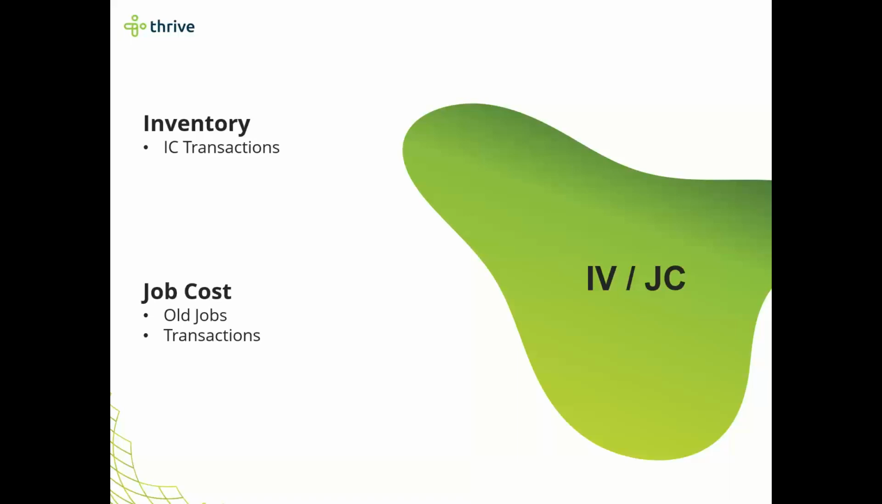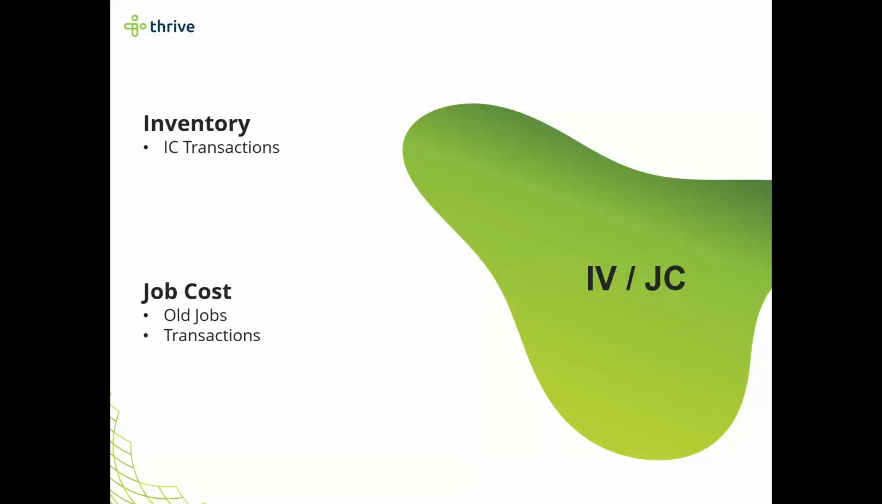Okay, next up is inventory and job cost. Inventory is another one where we'd look at archiving the transactions. Again, it's under the tools menu for move data, move IC transactions to history. And this is one that can't be moved back from history to current.